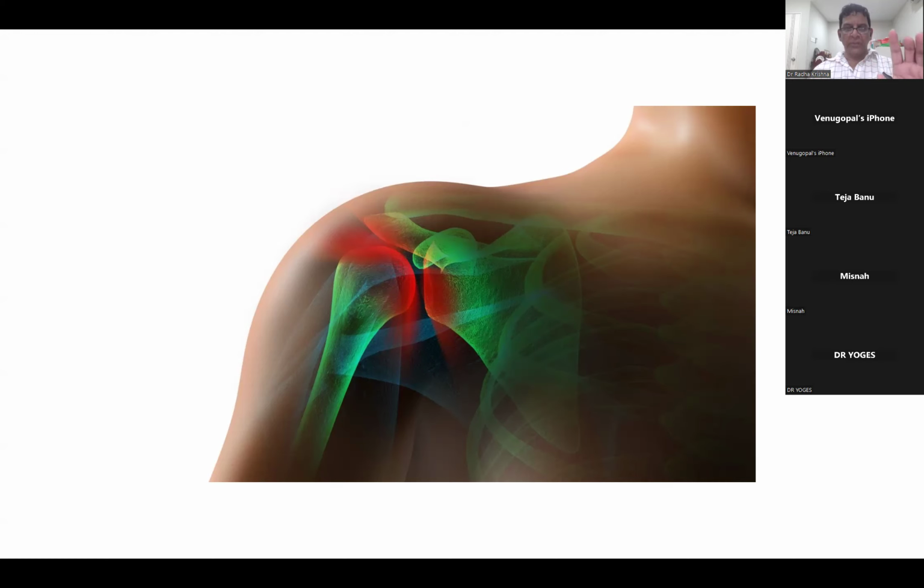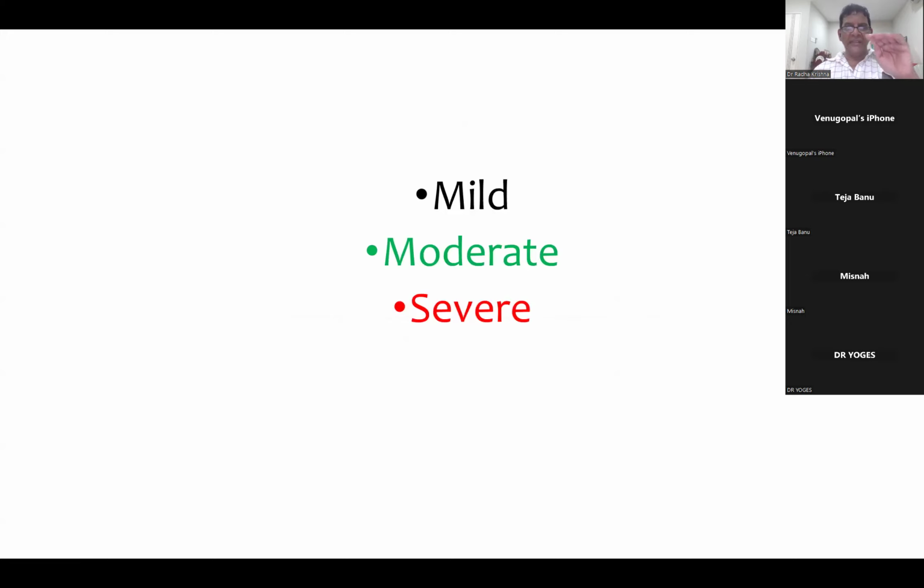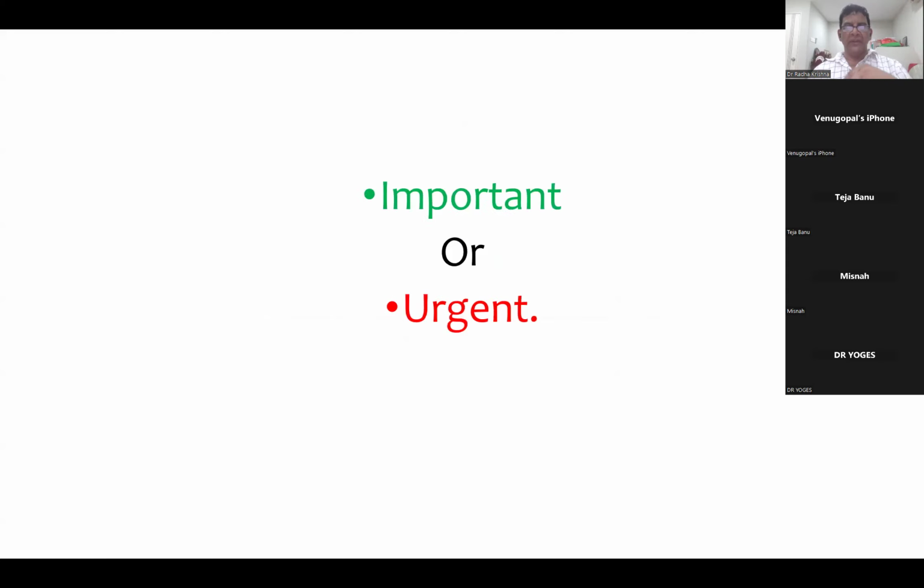So step 1 in this is to classify as the patient is talking. We ask, is it mild, moderate, or severe? As he's talking, we ask the pain score, is it mild, moderate, or severe? That will determine the management of our drugs or injection, invasive or non-invasive. So next question, is it urgent or important? Some of them will be so bad, it'll become urgent. So this pointer will determine how we manage.